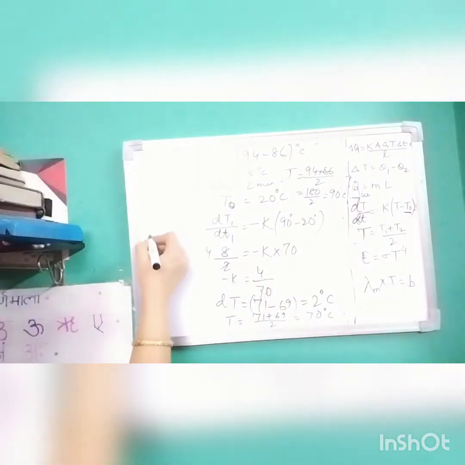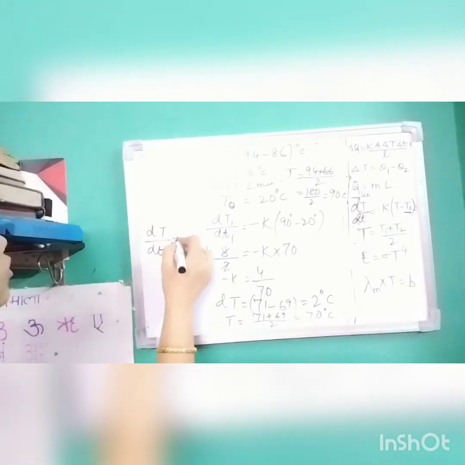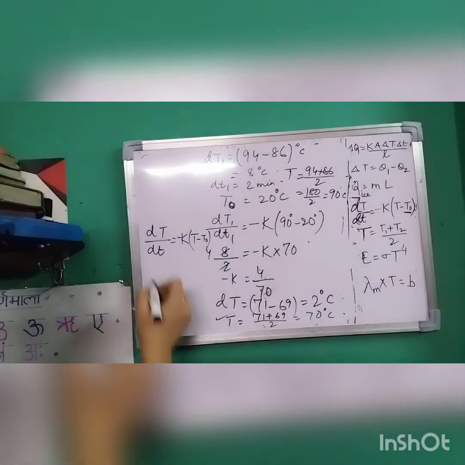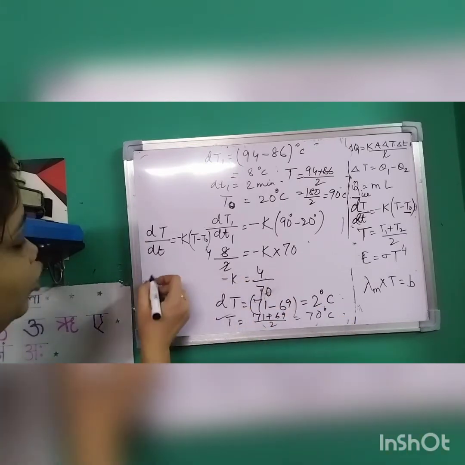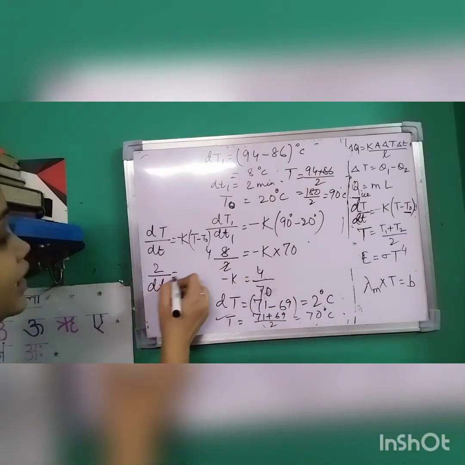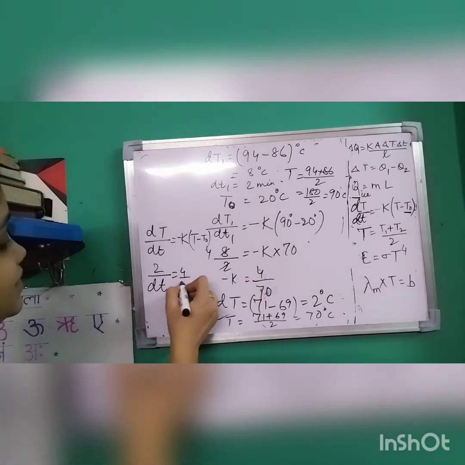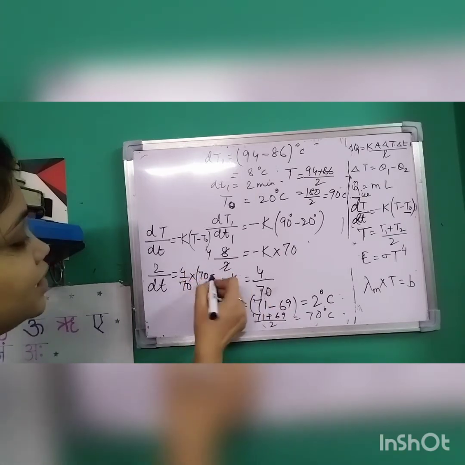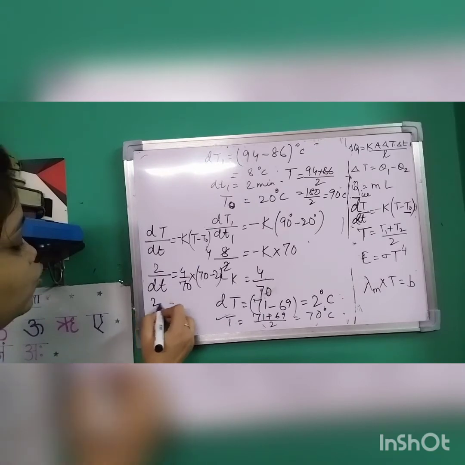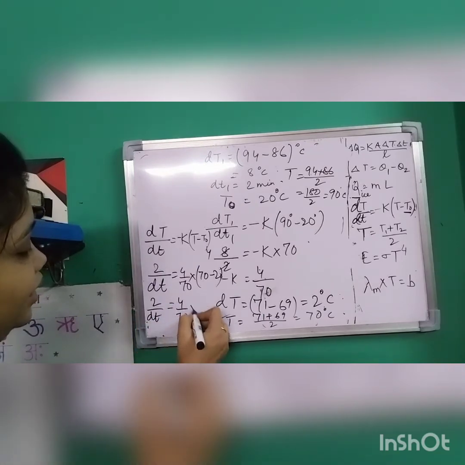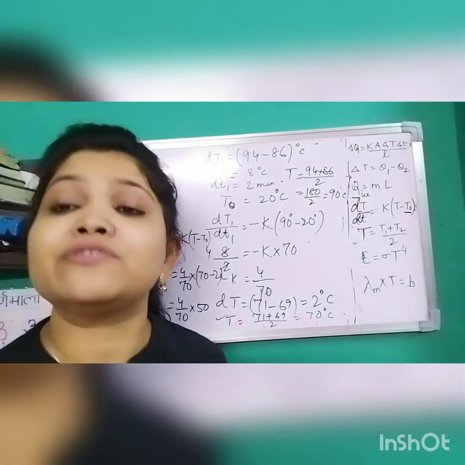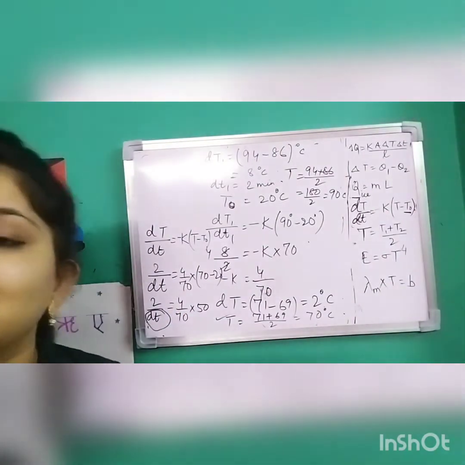So let me put what we have to find out. We have to find out dT by dt, which is equal to minus K (T minus T0). Here we got T as 70, dT is 2, and we have to find out dt. The K value we have just now got, minus K as 4 by 70, and T minus T0 is nothing but 70 minus 20. So we get 2 by dt is equal to 4 by 70 into 50. Just solve it and you get the value of dt.